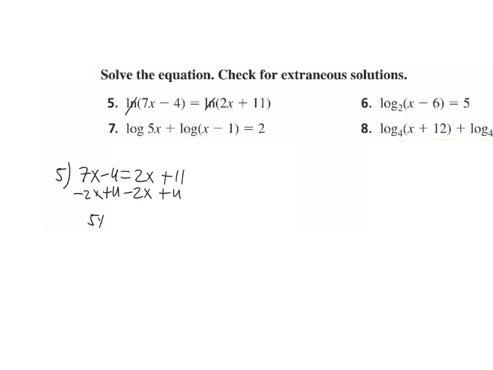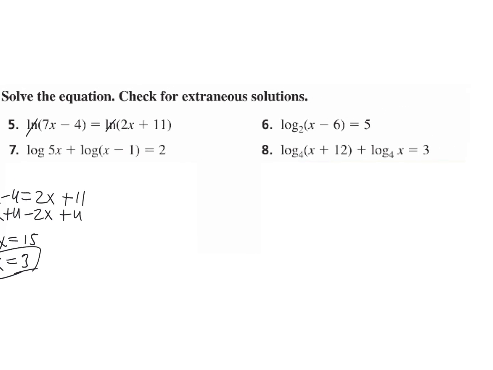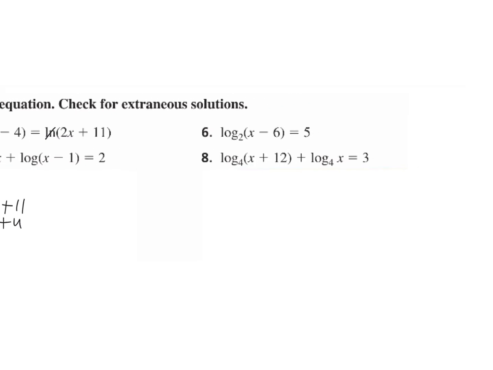And then you're left with 5x equals 15, and then you just get x is 3. In this case, you don't have to check, and if you do check, you'd notice that you get positive inside of your logs, right? So it works. All right, the next one, 6.